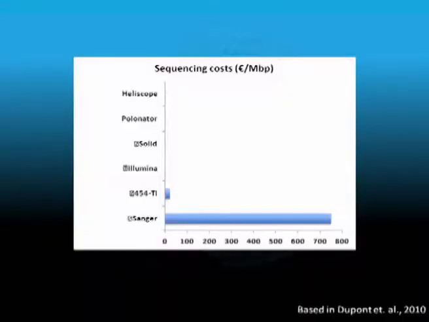And if we look at cost, this is the cost you have for Sanger sequencing, and then this is the cost per megabase in Europe. If we move to 454, the decrease is pretty high. And then look at this: these are all the other next generation platforms. It's really low.